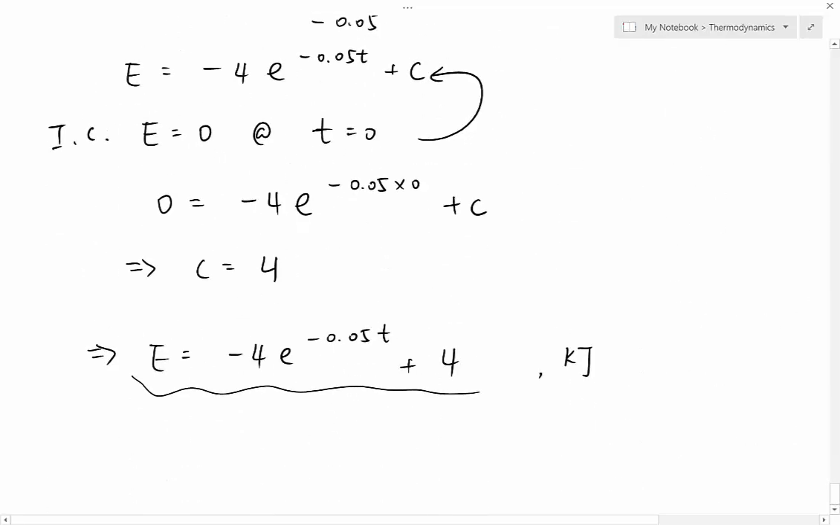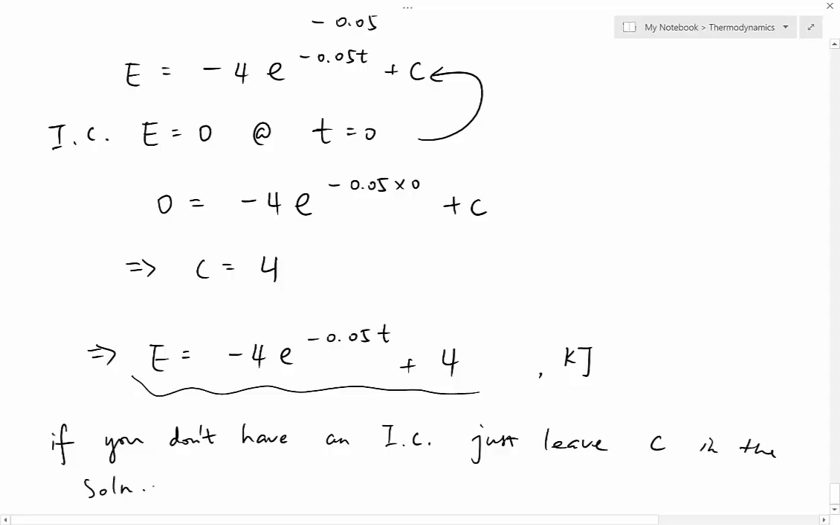If you don't have an initial condition, you can just leave C in the solution. That's okay. If you don't have an initial condition, just leave C in your solution. That's it. That's everything for this week.